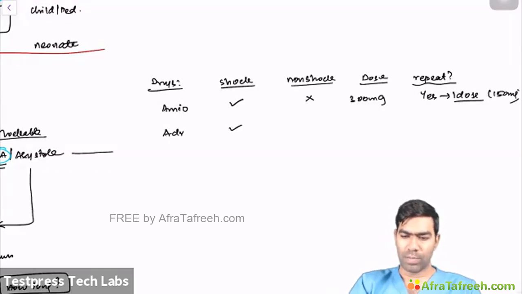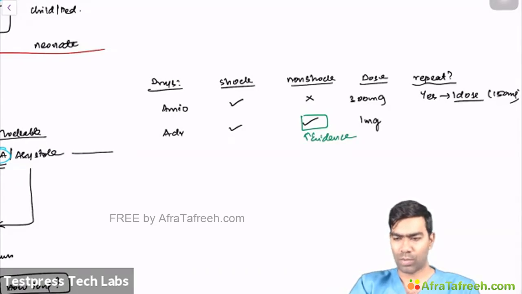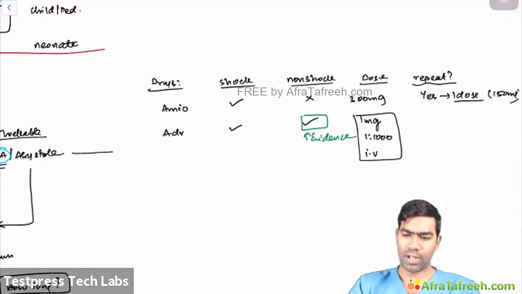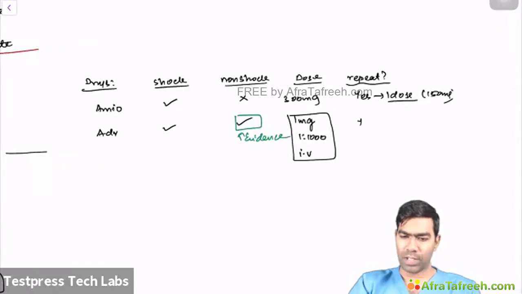And adrenaline, shockable, yes. Non-shockable, yes, even though the evidence is more for non-shockable rhythms. Dose, you generally start with 1 milligram. That's the standard dose of adrenaline. That is 1:1000, so 1 milligram means 1 ml only, and you are going to use it IV. This is the standard dose of adrenaline in cardiac arrest. Repeat once again, yes. You can repeat every 3 to 5 minutes.